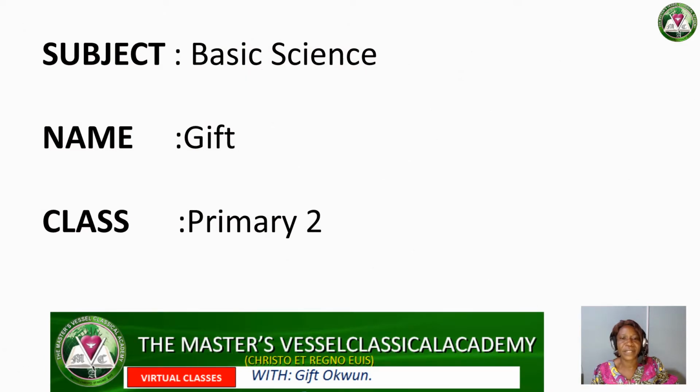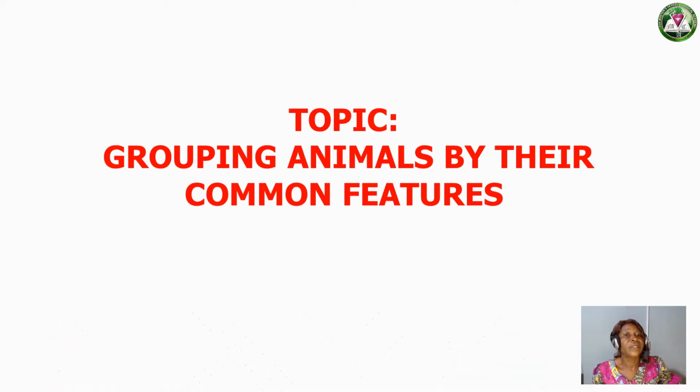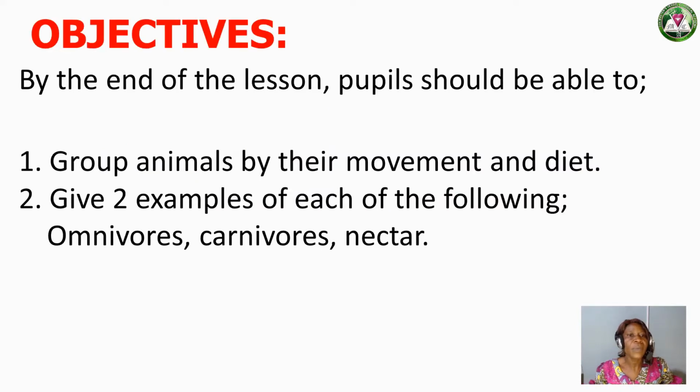I'm going to take you on Basic Science, Primary 2. Our topic is grouping animals by their common features. I repeat, our topic is grouping animals by their common features.